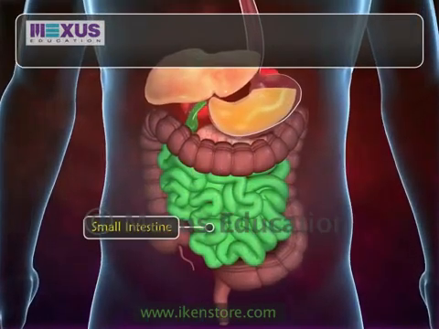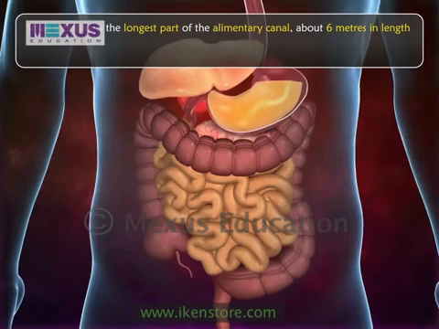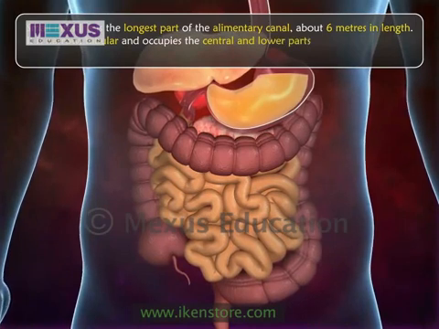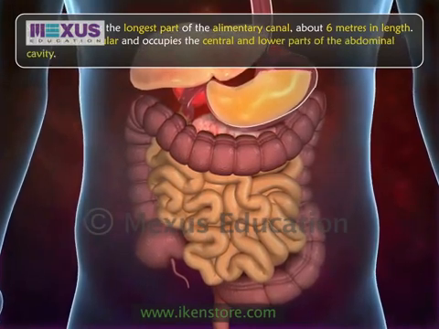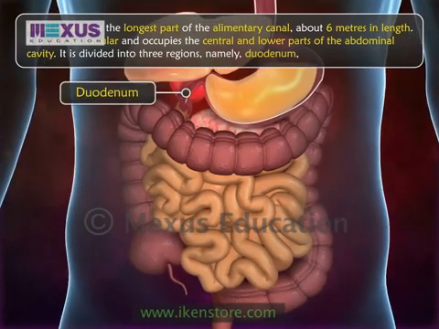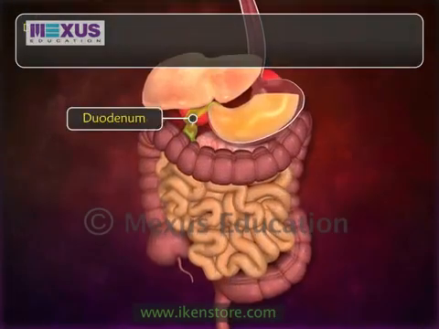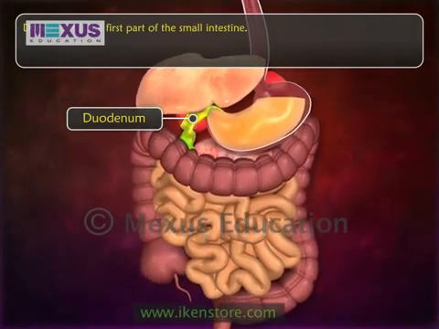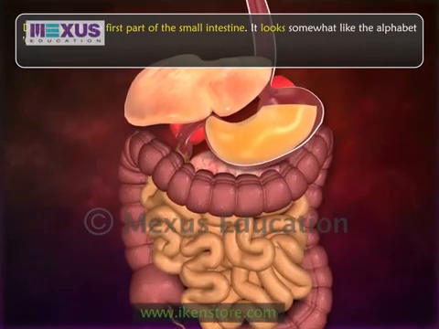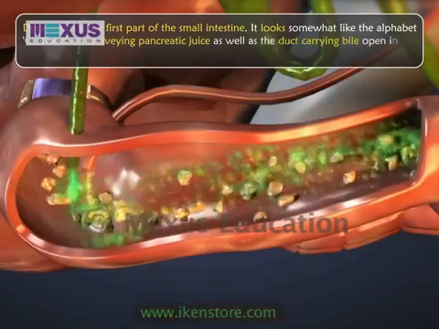The small intestine is the longest part of the alimentary canal, about 6 meters in length. It is narrow, tubular and occupies the central and lower parts of the abdominal cavity. It is divided into three regions, namely duodenum, jejunum and ileum. The duodenum is the first part of the small intestine. It looks somewhat like the alphabet C. The ducts conveying pancreatic juice as well as the duct carrying bile open in the duodenum.